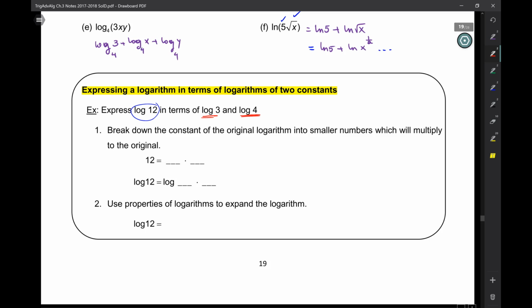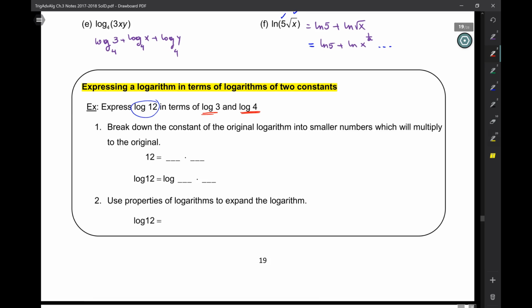Okay. How the heck do you do this? So first of all, the numbers they give you, what are they? You have a 12 and 3 and 4. They multiply together, so they're always going to be some factor of the first number, the bigger number, the 12. Now, what we're going to do is first break down the constant of the original logarithm into smaller numbers which will multiply to the original.